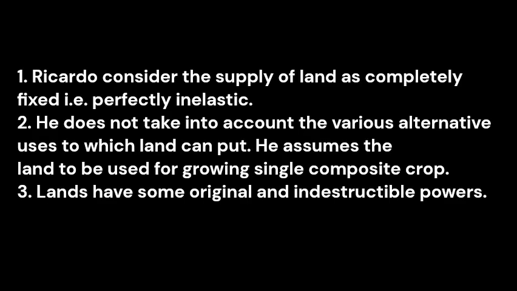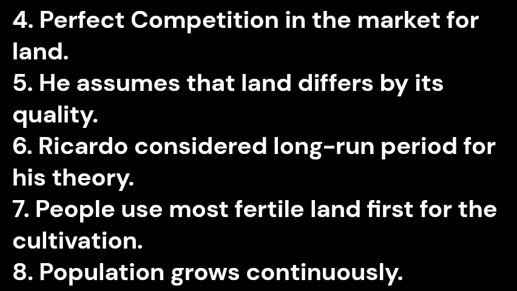Assumptions. 1. Ricardo considered the supply of land as completely fixed, i.e. perfectly inelastic. 2. He does not take into account the various alternative uses to which land can be put. He assumes the land to be used for growing a single composite crop. 3. Lands have some original and indestructible powers. 4. Perfect competition in the market for land.